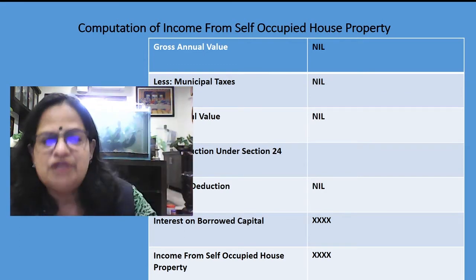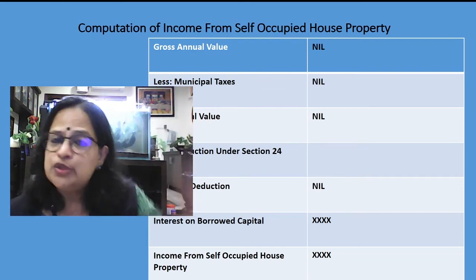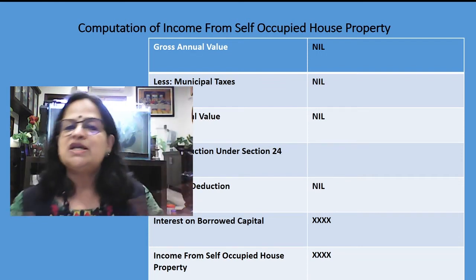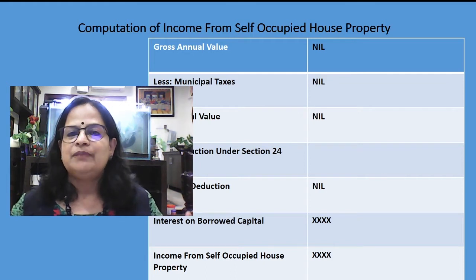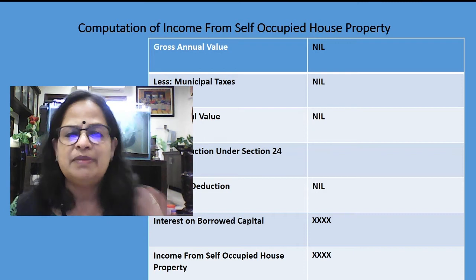So one positive value: I will adjust the loss from self-occupied house property, so I can reduce my income from salary. That is how we can save tax payment. We can reduce the tax liability. This is a very good thing allowed by the income tax department.